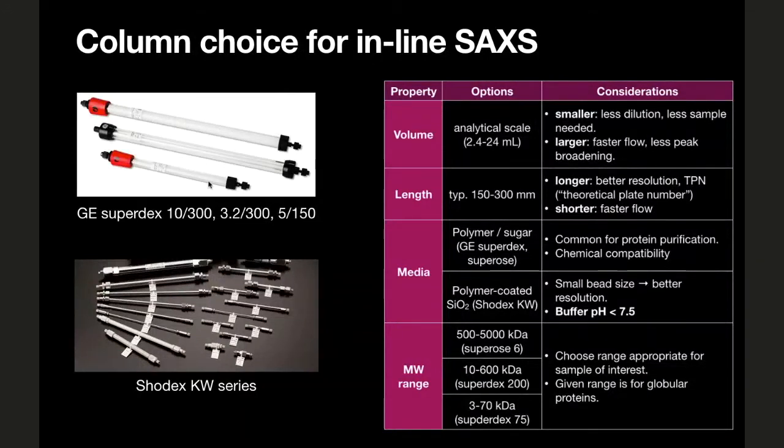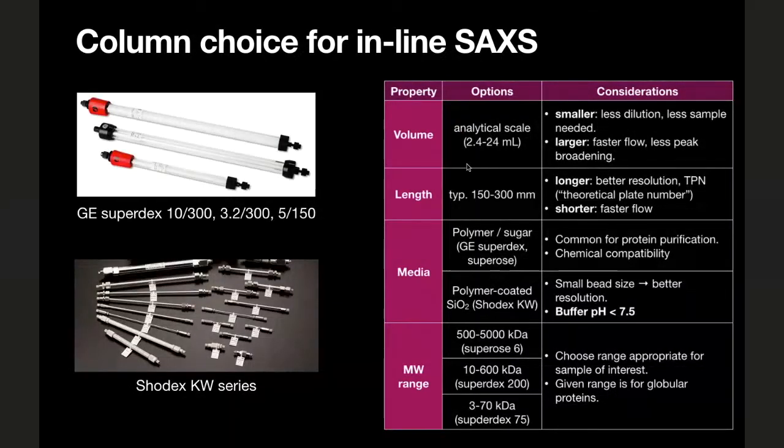The most important thing to keep in mind for Shodex columns is that they can only work at pHs less than about 7.5. So if you have something that requires a basic buffer, you'll have to use a GE column. But usually this is something that the beamline scientist will advise you on. So there may be some columns available at the beamline, or you may need to bring your own. Okay, so this table is mainly for your reference.